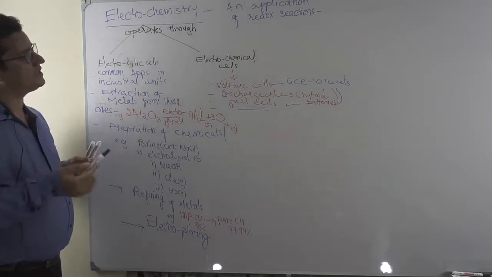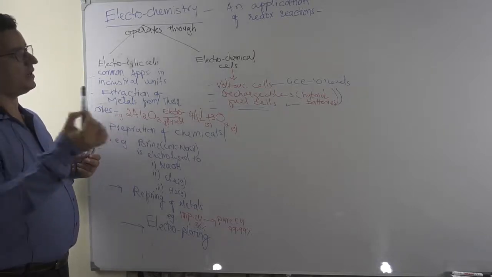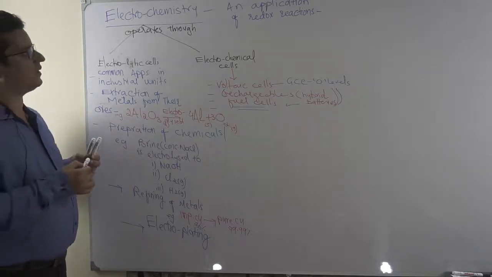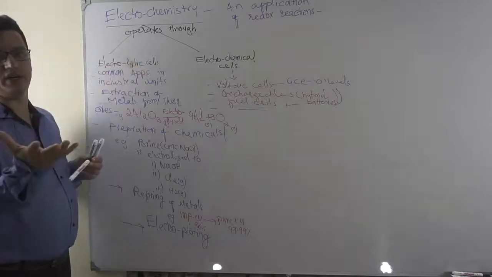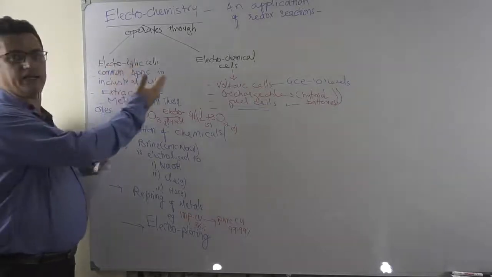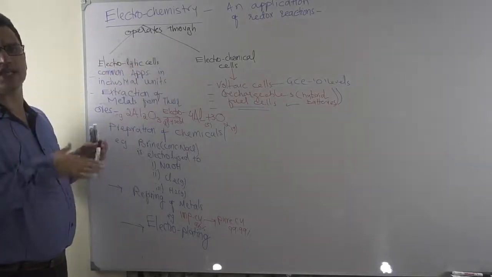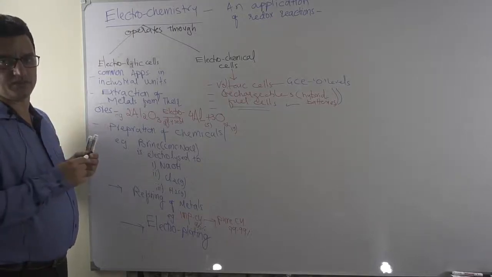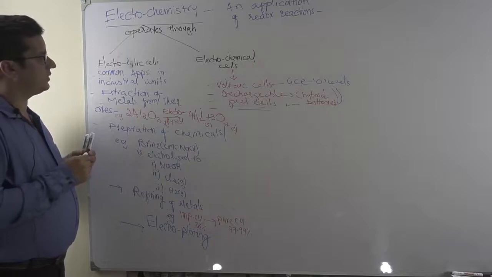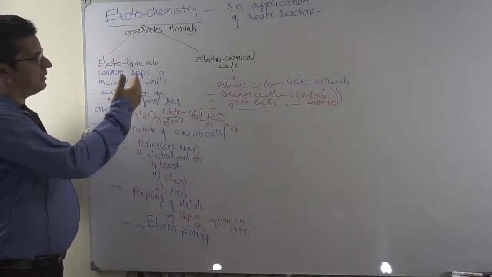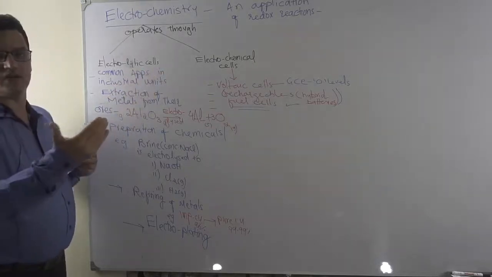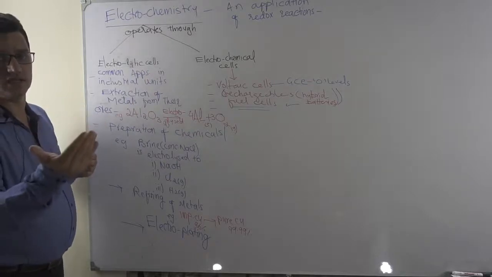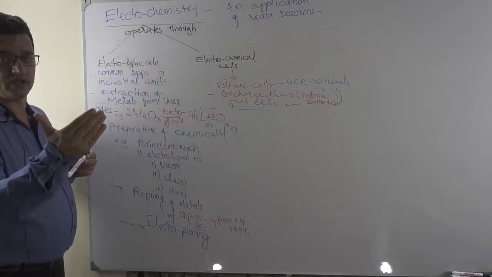I said electrochemistry is an application of redox reactions. You'll find out in electrochemistry there are two cells operating, electrolytic cell and electrochemical cell. Both cells contain electrodes, a positive electrode and a negative electrode. And at both positive and negative electrodes certain reactions occur. But these reactions are redox reactions.